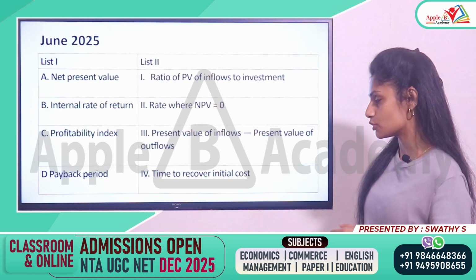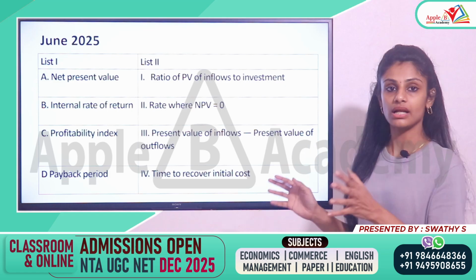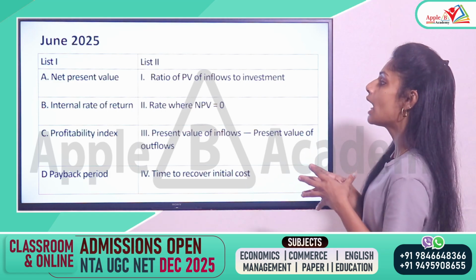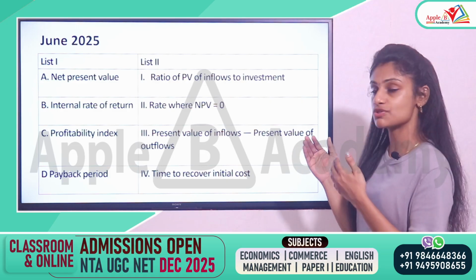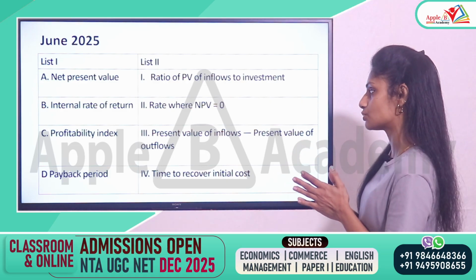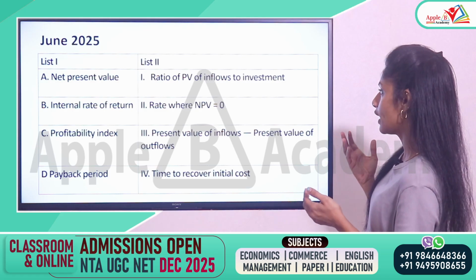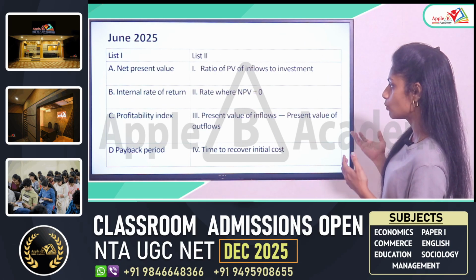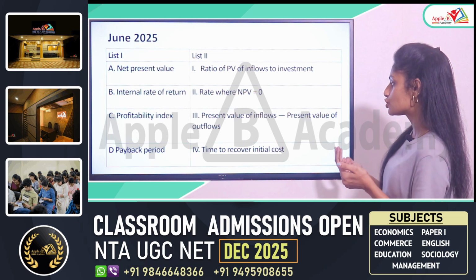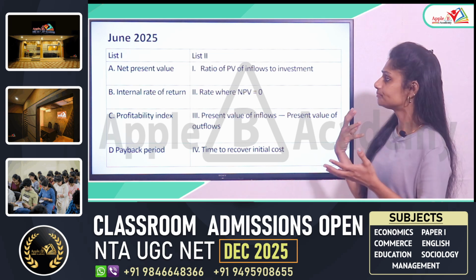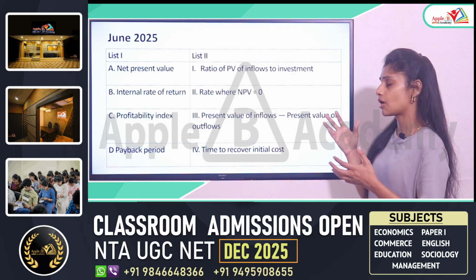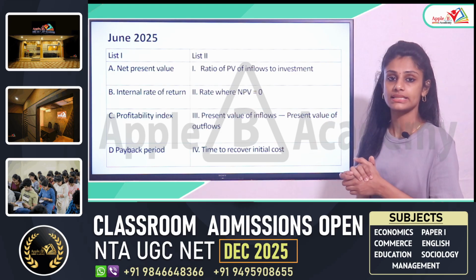And for this exam also, for June 2025, again we have a question from this area, and it's a match the following question. List 1 is about the different types of capital budgeting techniques, and list 2 is about the explanations related to them. Options 1 and 3 are related to equations, and 2 and 4 are related to the basic function or basic concept of that particular technique.